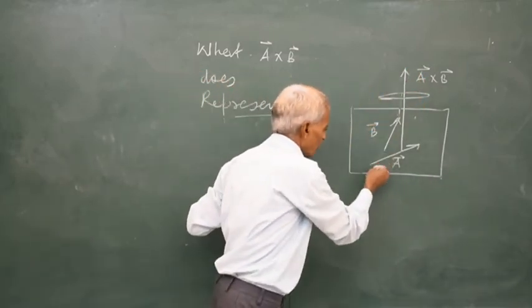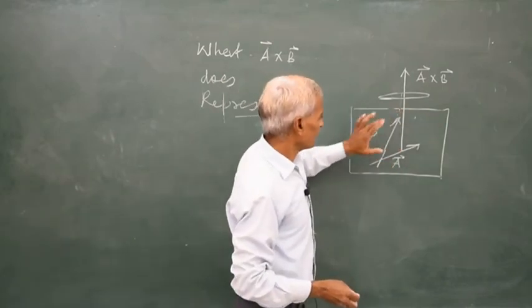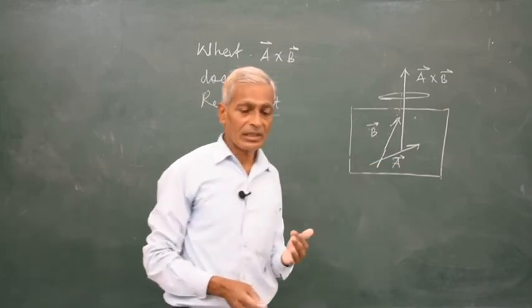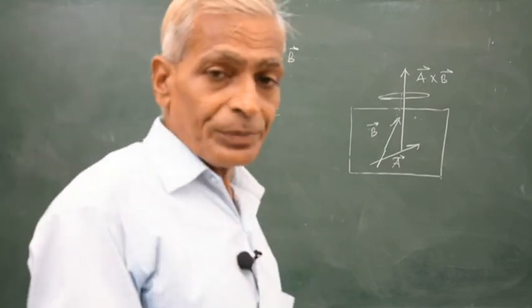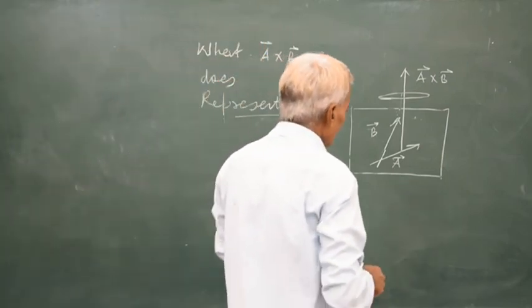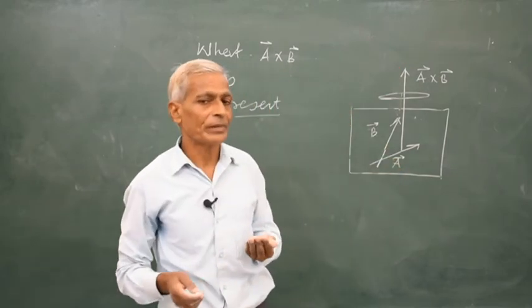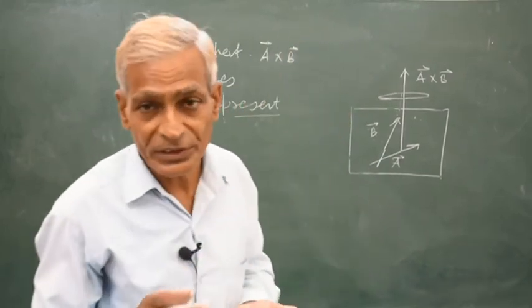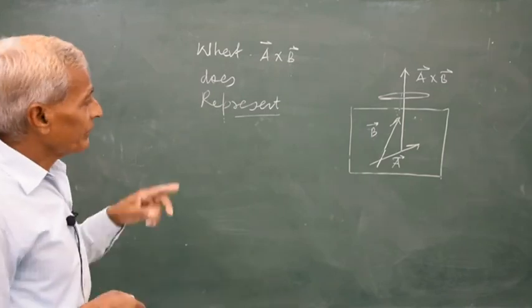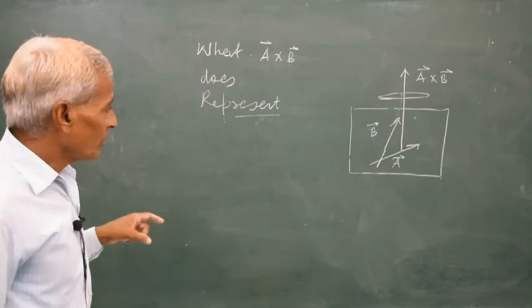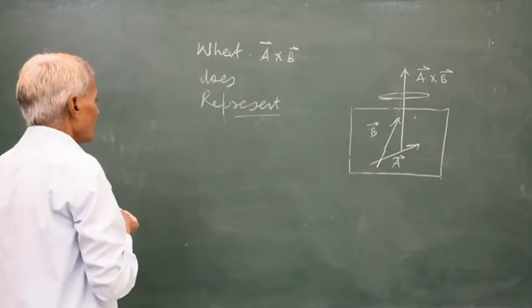Suppose there are two vectors in a plane. This is a table, and two vectors A and B are lying on the table, and you are searching for A cross B. Then A cross B is another vector perpendicular to the plane containing A and B. यानी A और B जिस प्लेन में हैं उस प्लेन से परपेंडिकुलर दिशा में एक वेक्टर होता है A क्रॉस B. तो in a nutshell, A cross B is a vector.